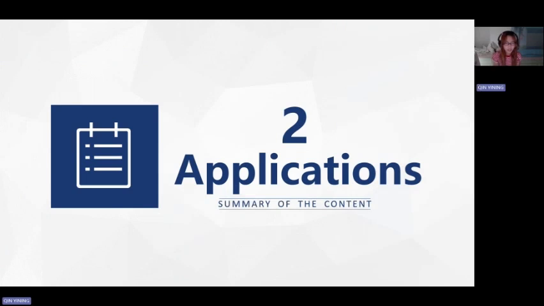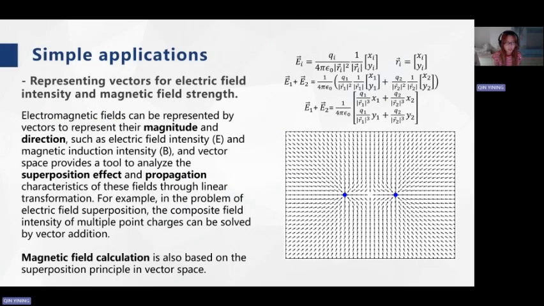Now let's turn to the second part, applications. Let me introduce some simple applications, which are representing vectors for electric field intensity and magnetic field strength. Electromagnetic fields can be represented by vectors to represent their magnitude and direction, such as electric field intensity, which is called E, and magnetic induction intensity, which is called B. And vector space provides tools to analyze the superposition effect and propagation characteristics of these fields through linear transformation.